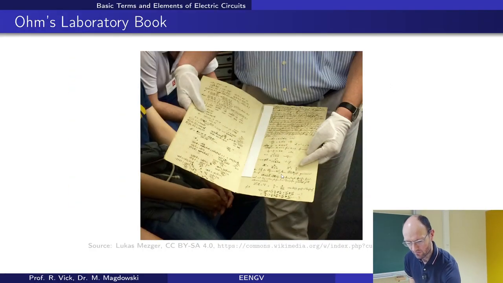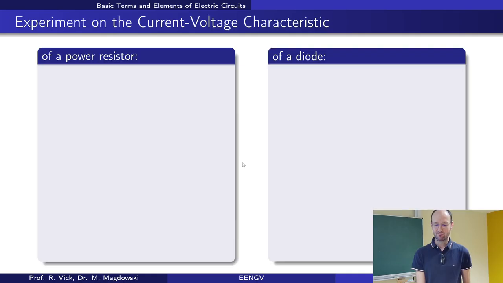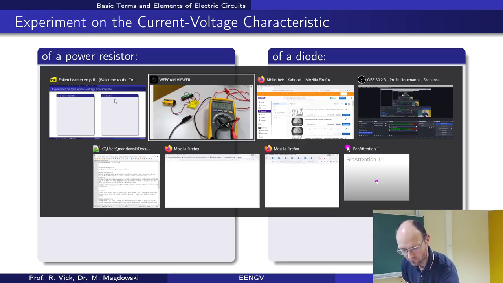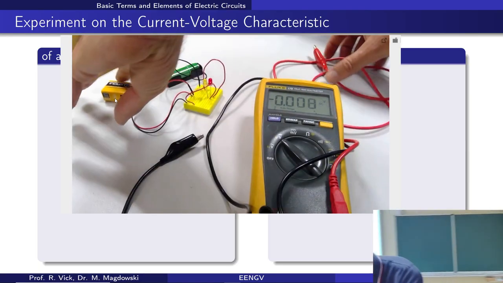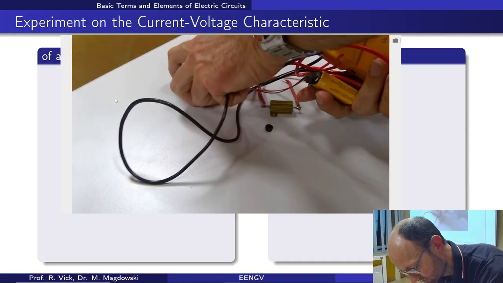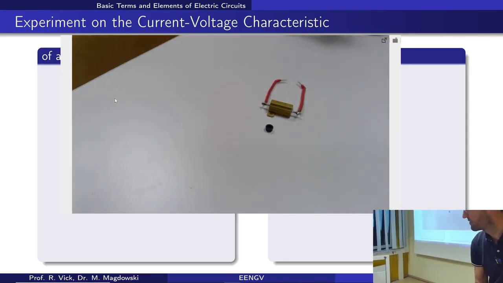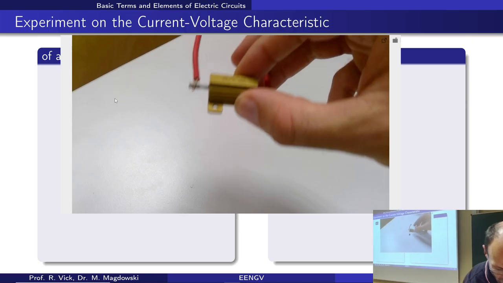Okay. So you could write this formula also in this voltage triangle, if you like. We can think about this in a second. I would propose to do another experiment and try to measure this current-voltage characteristic. We can do it for a power resistor. Now I need to remove all of this here and maybe put it here on this table somewhere. So this is my power resistor.